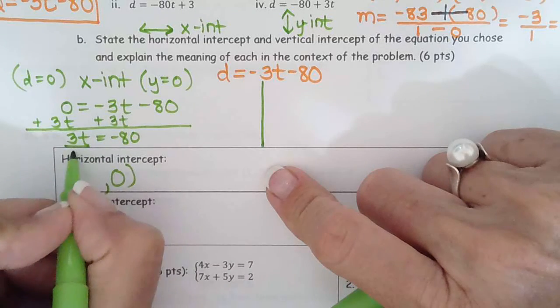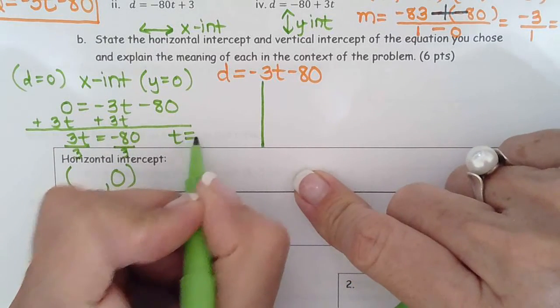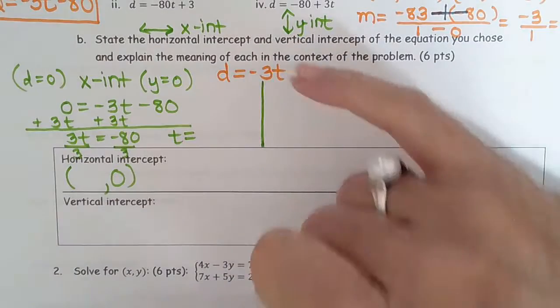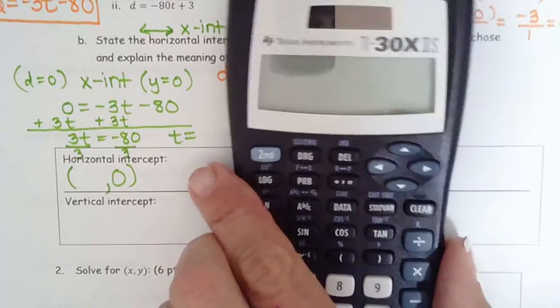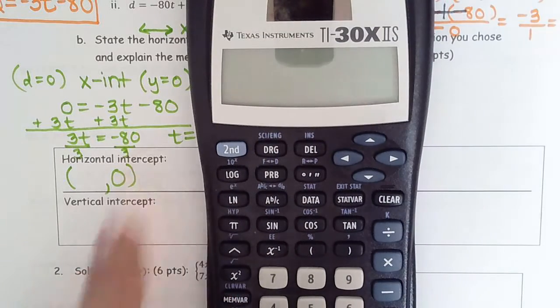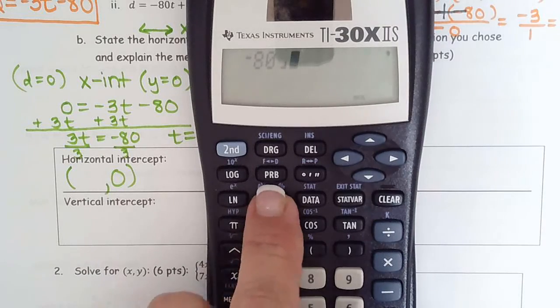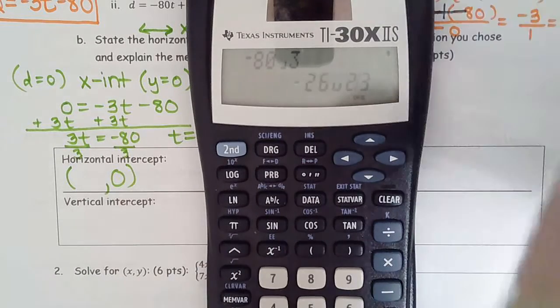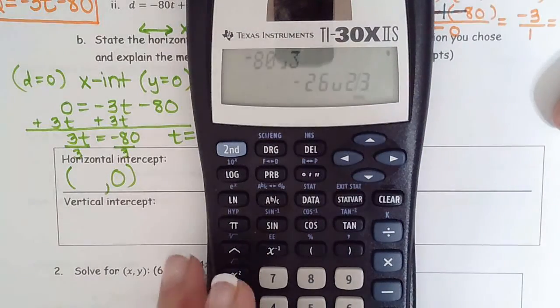Divide by 3, divide by 3, t equals, and since we're going to have to explain the meaning in a complete sentence, usually when we're doing word problems, we change it to mixed numbers. So our calculator will do that for us. We can just type in negative 80 fraction bar 3, and it will turn it into a mixed number for us. So negative 26 2/3.